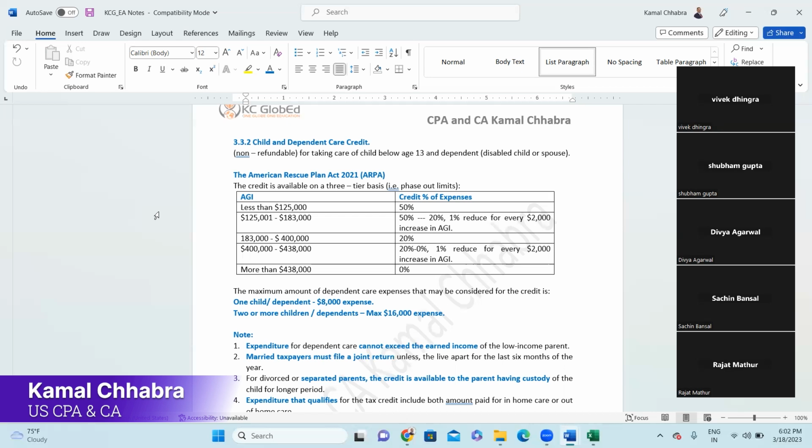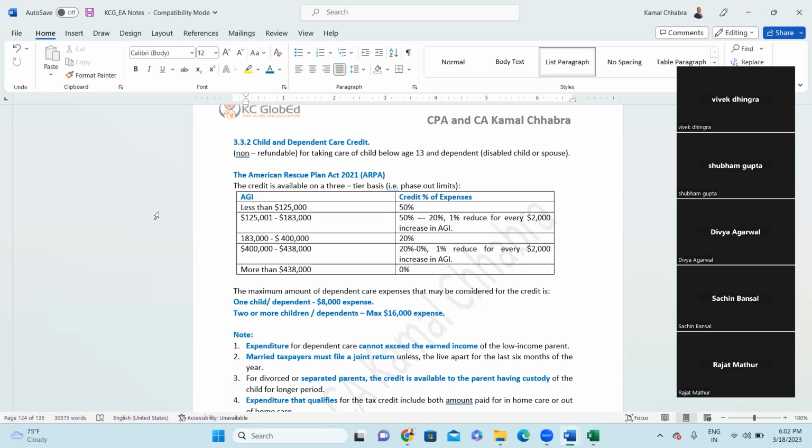Three phase out limits. One is 125,000 to 183,000. Second is 183 to 400, then 400 to 438. Make sense? If your income is more than 438, then you are eligible for zero deduction. Right? Yes, sir.